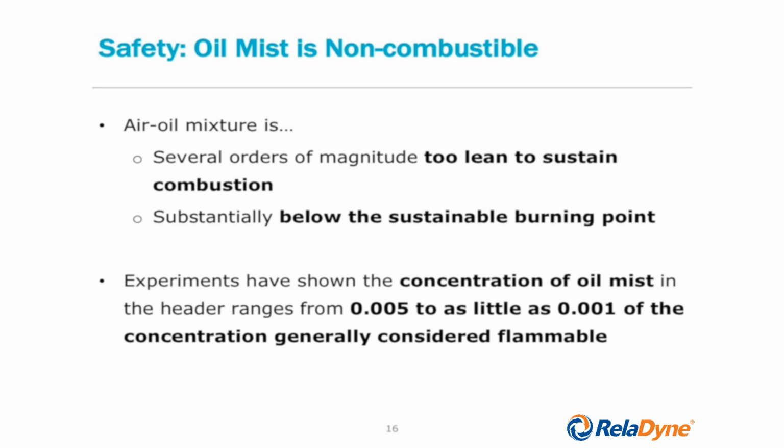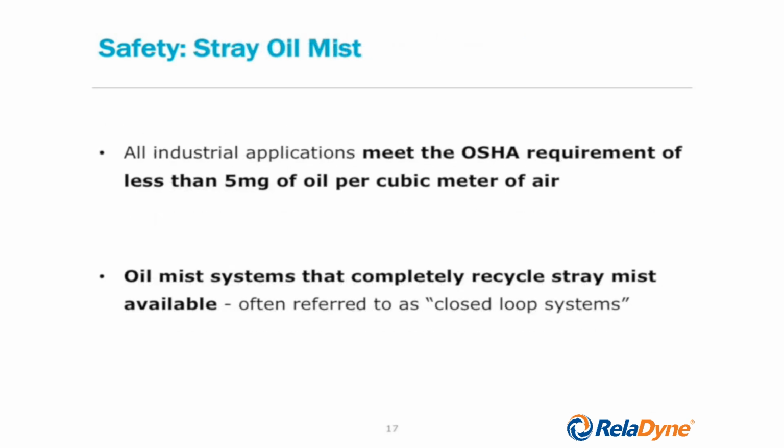And experiments have shown that the concentration of oil mist in the header ranges from 0.005 to as little as 0.001, 1/1000th of the concentration that is generally considered flammable. Stray mist. As you have of course seen, if somebody leaves off the bearing protector seals, the seals that we showed at the extremities of the shaft, well then any mist that has gone into the bearing housing may migrate out to the open atmosphere.